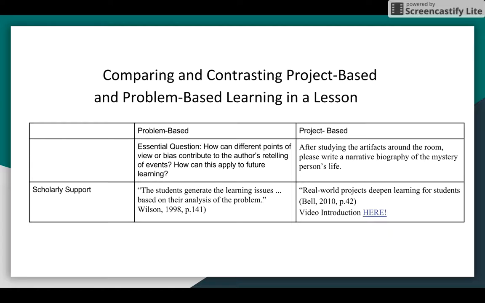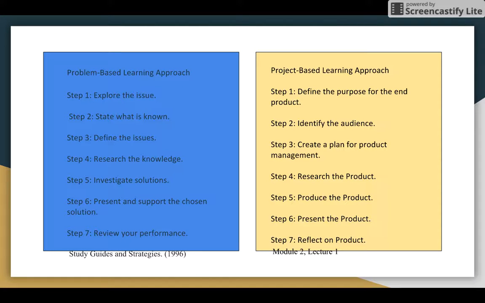So with this essential question, they would take the question and explore the issue, what exactly it means. And again, they'd be doing this in collaborative groups with me more as the facilitator, or mediator if needed. They're going to state what they know. They're going to define the issues at hand. They're going to research, investigate, and present and support the chosen solution.